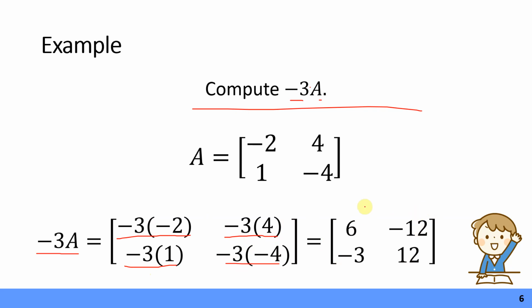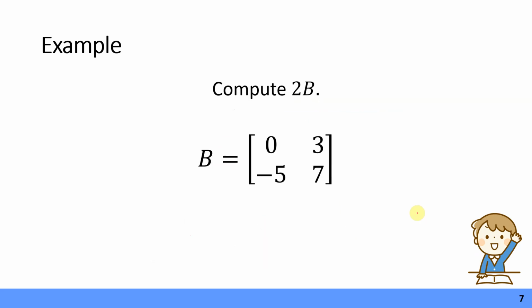And here you go. This is your matrix of -3A. If you notice, all the numbers stay in the same order. You just multiply them by -3. When you do scalar multiplication, it does not affect the order or the dimension of the matrix. It used to be a 2 by 2, and the answer is still a 2 by 2. So order does not change.